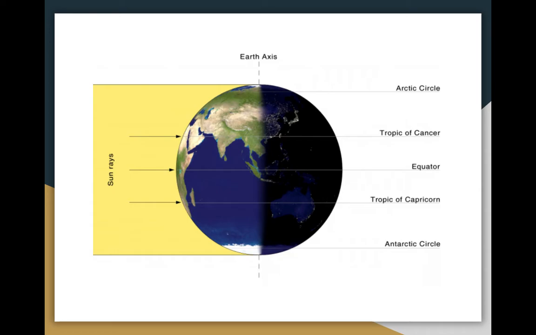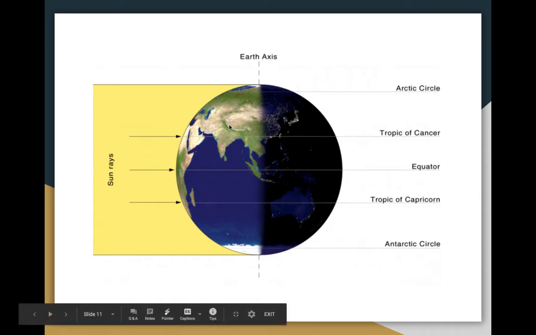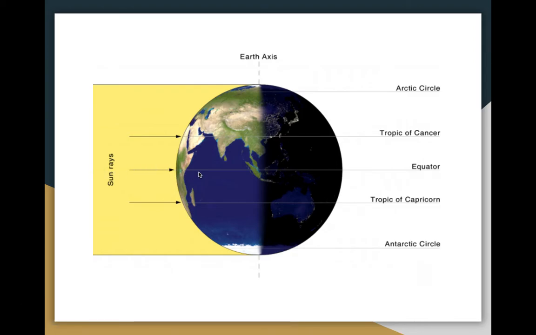So this right here shows the equinox. Everything is even during an equinox. The sun is directly hitting onto the equator. So this right here would be the equinox.